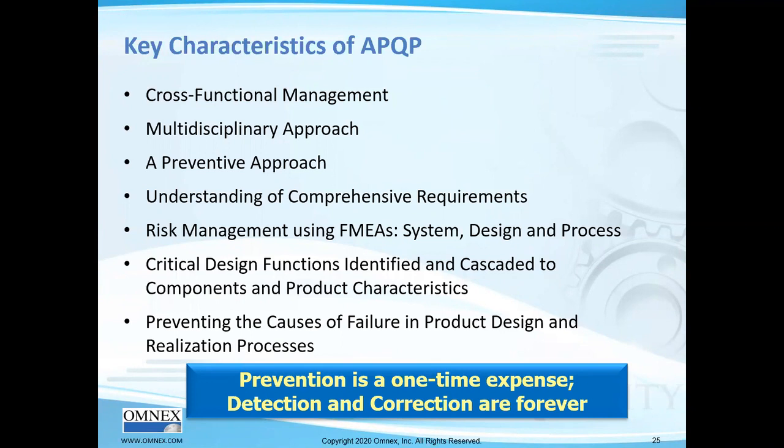Okay. So the biggest thing to remember about APQP, and one of the biggest reasons it's important, is prevention's a one-time expense. You're going to spend a little more time and money up front, but detection and correction are forever. What's aerospace been doing for the last 20, 30 years? Every time a problem happens, what's the first thing we do? We add another inspection step, or we add some sort of audit. Right? So detection and correction will last forever. If you can prevent things from happening, it's a one-time expense and you shouldn't have to worry about it anymore.